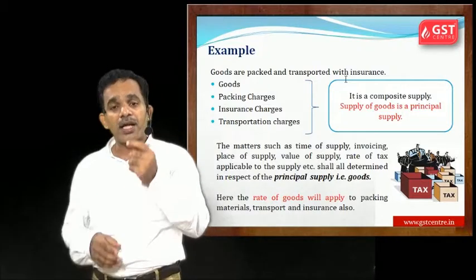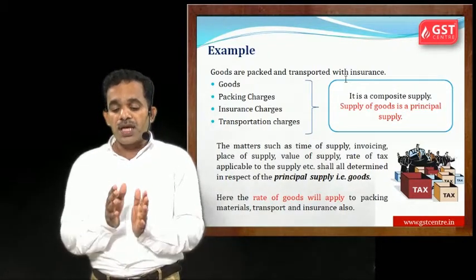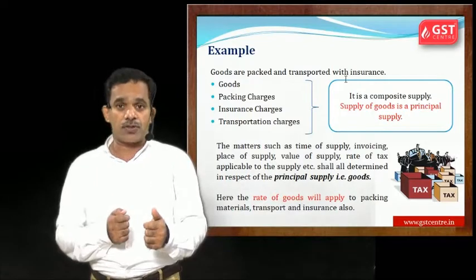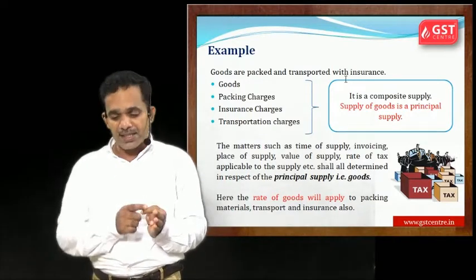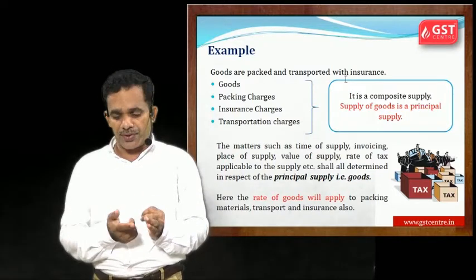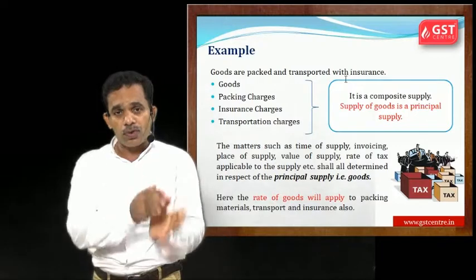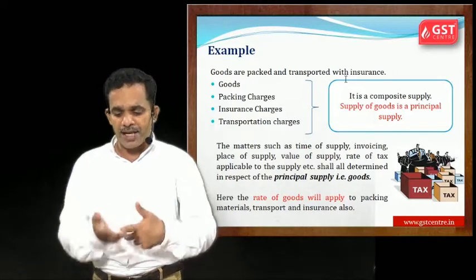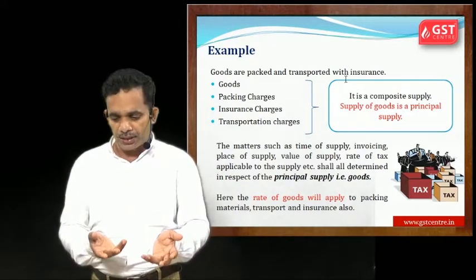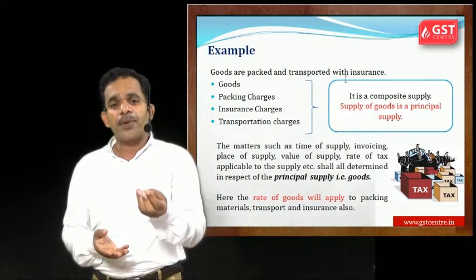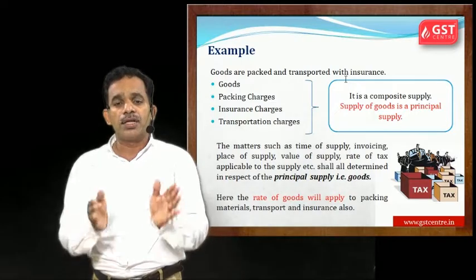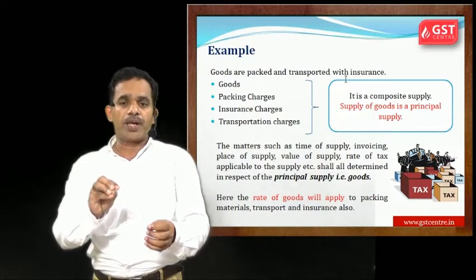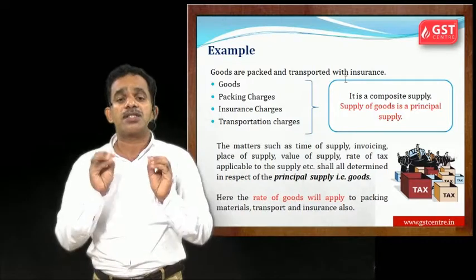So let us take one example. See, goods are packed and transported with insurance. So there are goods also involved and there are services also included. See, goods. Then packing charges, that is a service. Insurance charges, it is a service. Transportation charges, it is also a service. So goods plus services, it is a composite supply. एक composite supply होता है. Goods के साथ packing charge होता है, insurance charge होता है, transportation charge होता है. And see, which is the principal supply? Principal supply क्या होता है? इसमें goods होता है. बाकी सब packing, insurance, transportation वगैरह प्रिंसिपल सप्लाई नहीं होता है, सब सप्लाई होता है. प्रिंसिपल सप्लाई गुड्स होता है.